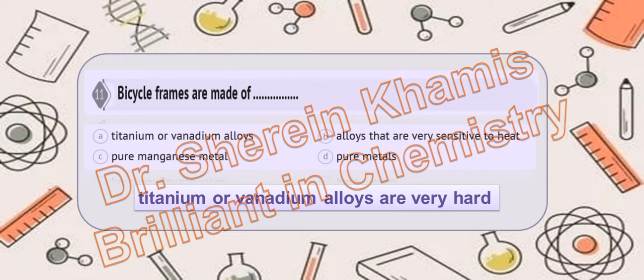Let's go to question 12. We have our choices here. Letter A, titanium or vanadium alloy. Let's go to question 12.